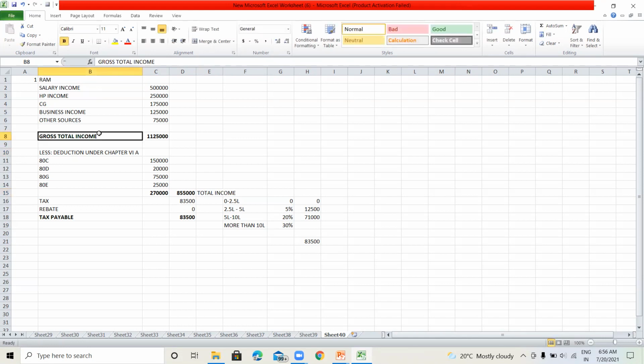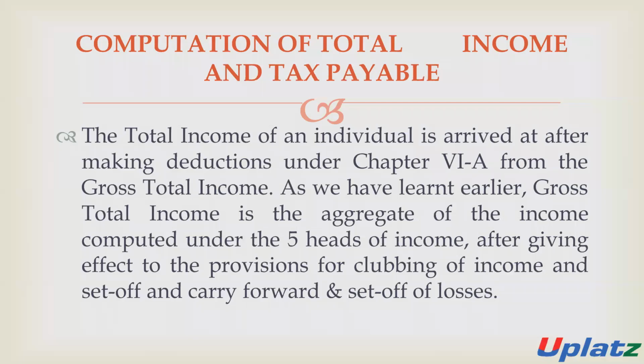This is to be known as gross total income, and after providing a deduction under Chapter 6A, it will be known as total income. As we have learned earlier, gross total income is the aggregate of income which is computed under the five heads of income after giving effect to the provisions of clubbing of income, set off, and carry forward of losses.